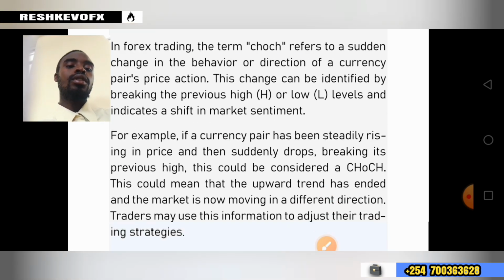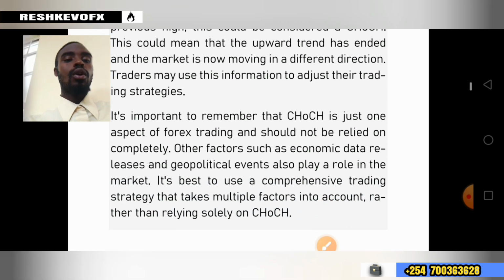Let us take an example. If a currency pair has been steadily rising in price and then suddenly drops and breaks its previous lows, this could be considered a CHoCH. It has been going up, it comes down, it breaks its lows. That is change of character. This could mean that the uptrend has ended and the market is now moving in another direction. Traders may use this information to adjust their strategy. Say your strategy is buying, but whenever there is a change of character, you can go down, you can go short. That's amazing.